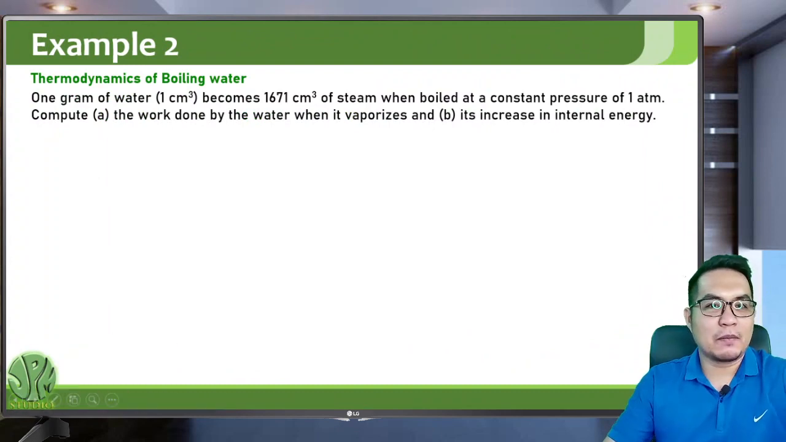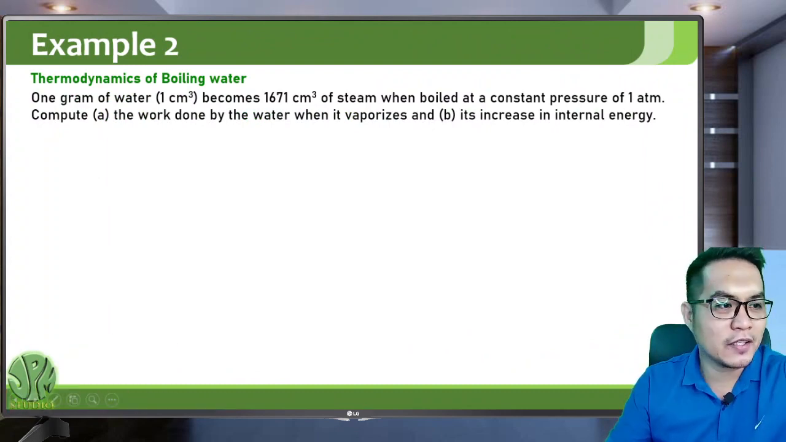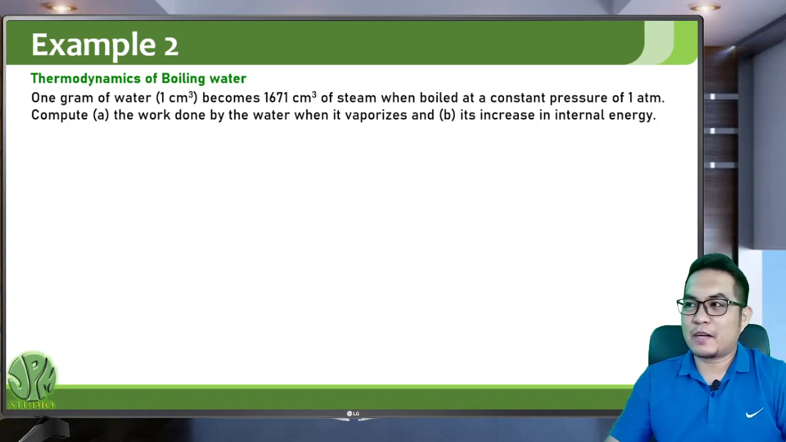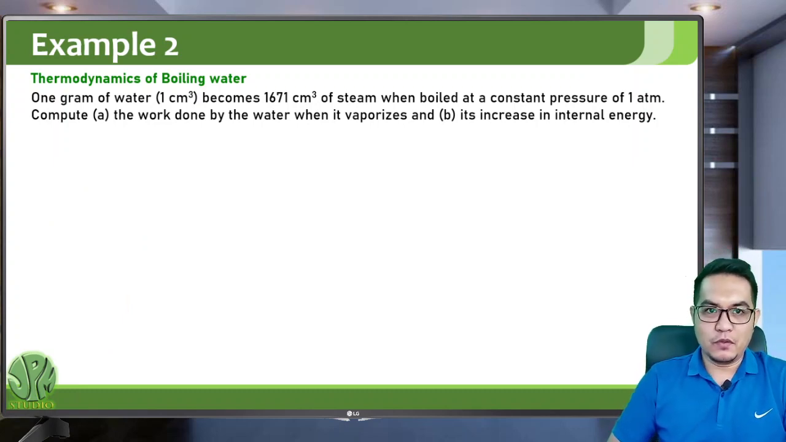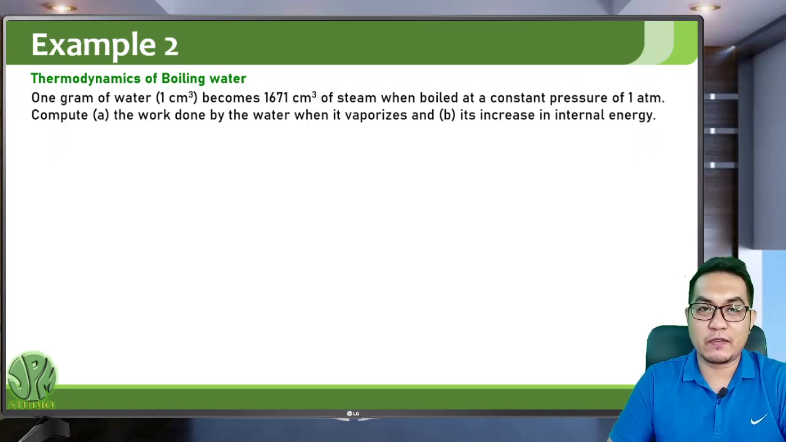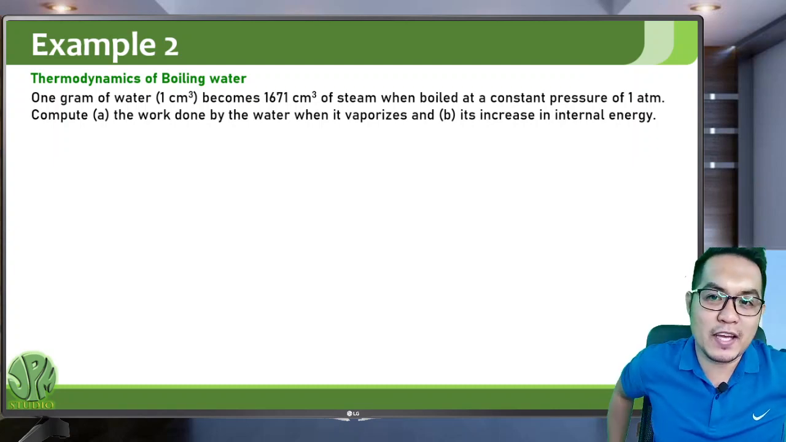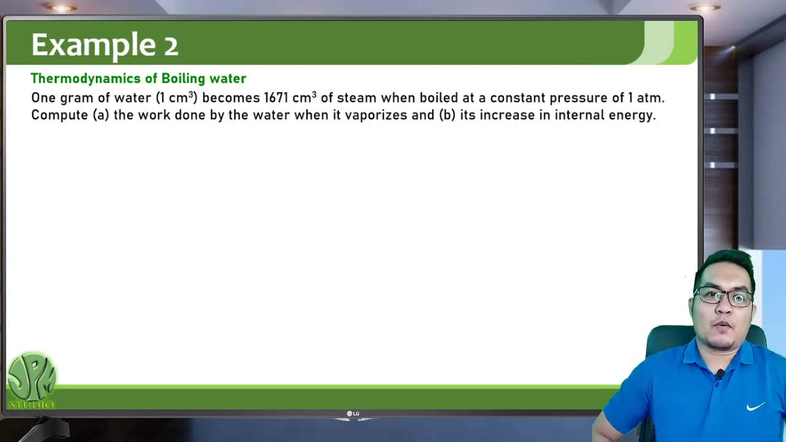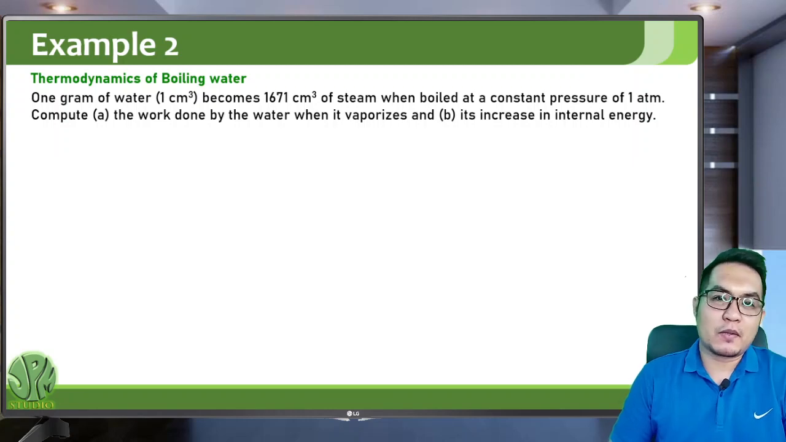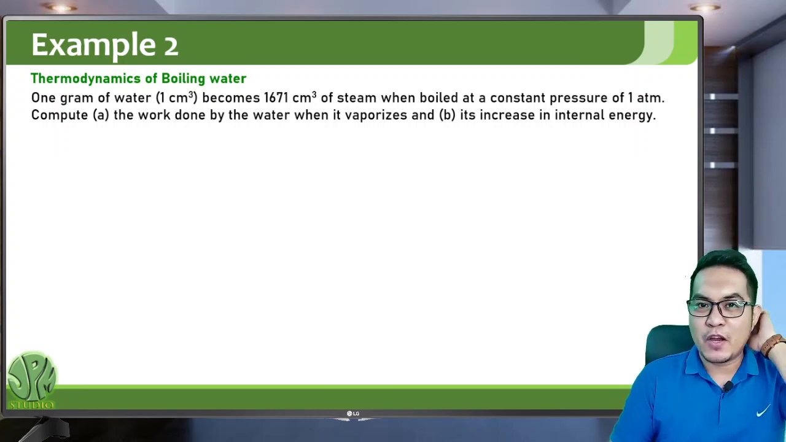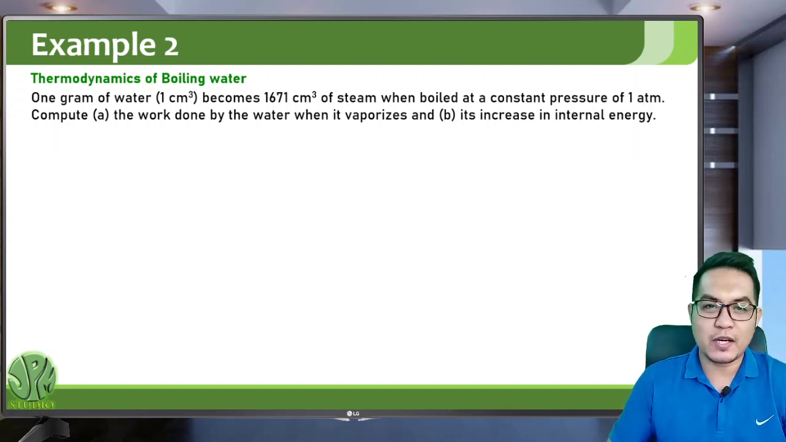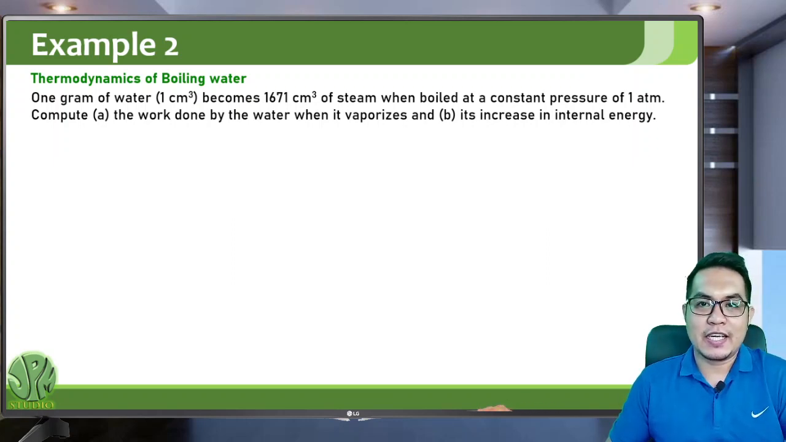So example number 2. The thermodynamics of boiling water. 1 gram of water, since the density of water is 1 gram per centimeter cube, therefore has a volume of 1 centimeter cube, or 1 cc, or 1 milliliter. So 1 centimeter cube of water becomes 1,671 centimeter cube of steam when boiled at a constant pressure of 1 atm. Compute the work done by the water when it vaporizes and its increase in internal energy.